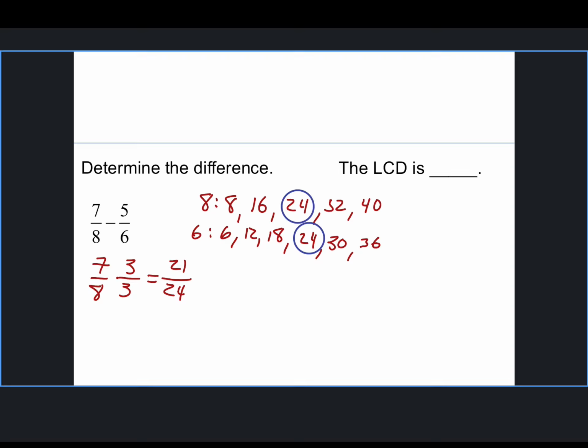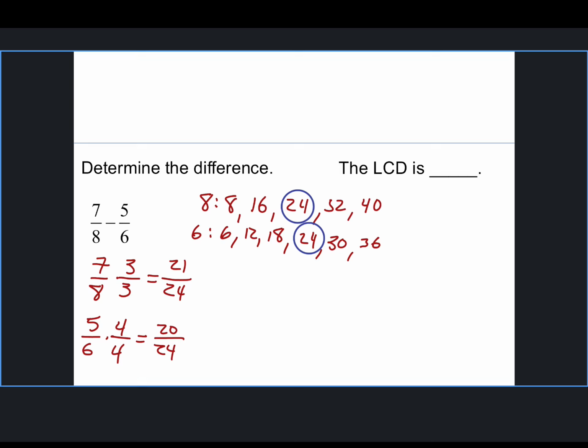Can you tell me the next one? 5/6 times what gives us 24ths? Is your name Lindsay? Oh, I'm sorry. That was excellent ventriloquism, by the way. Yeah, 4 over 4. 5 times 4 is 20.